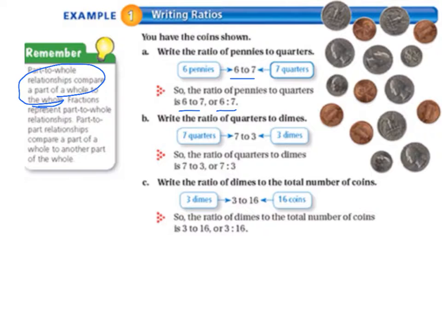And then we're to write the ratio of quarters to dimes, and so we have 7 quarters to 3 dimes, so the ratio of quarters to dimes is 7 to 3. We can write that as 7:3. Write the ratio of dimes to the total number of coins. So 3 dimes, and there are 16 coins, so our ratio is 3 to 16. So the ratio of dimes to the total number of coins is 3 to 16.